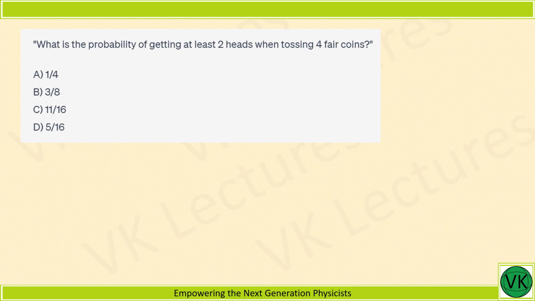Here we have an interesting question for practice. We are asked to find the probability of getting two heads when tossing four fair coins. I mean, at least two heads when tossing four fair coins.